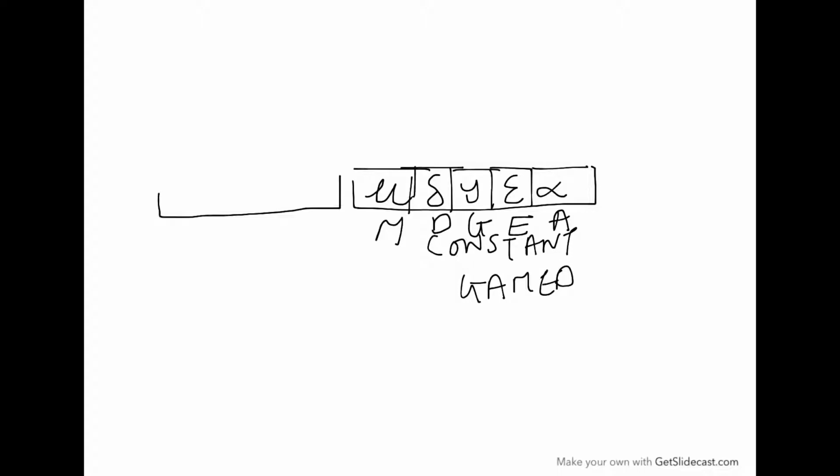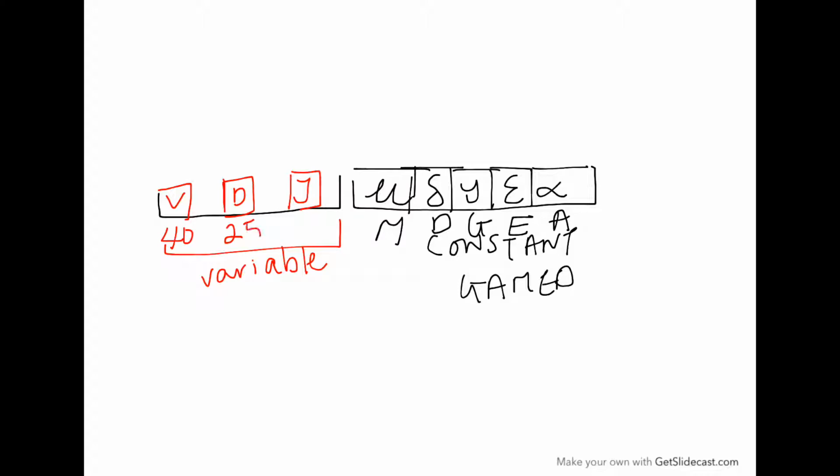But in the variable region, we can have a variety of things. There is what we call VDJ recombination. VDJ: V stands for variable, D stands for diversity, and J stands for joining. So in this variable region here, we can have a variety of things. So we have 40 variable types, 25 diversity types, and 6 joining types.